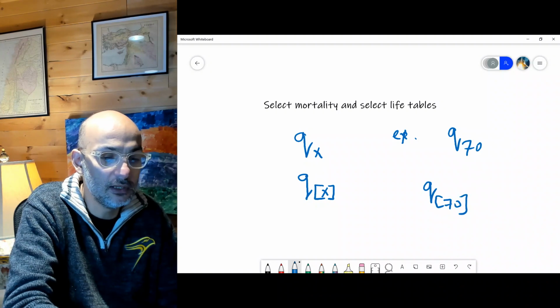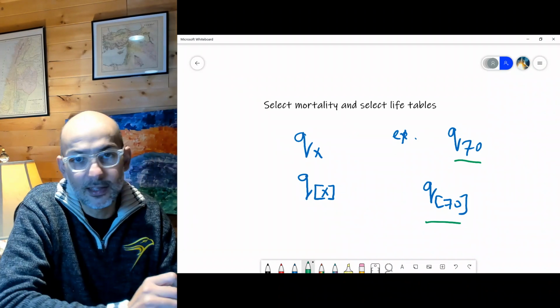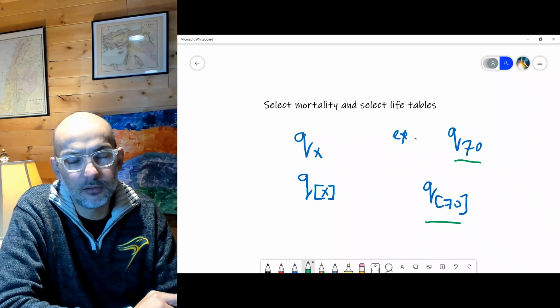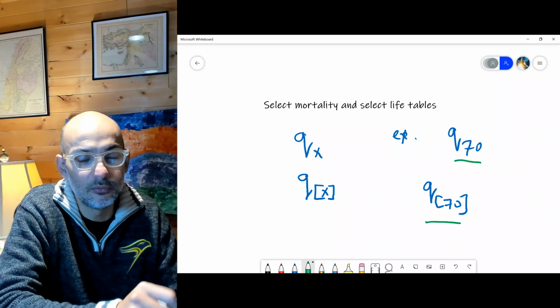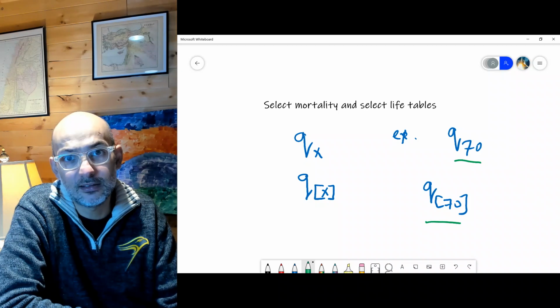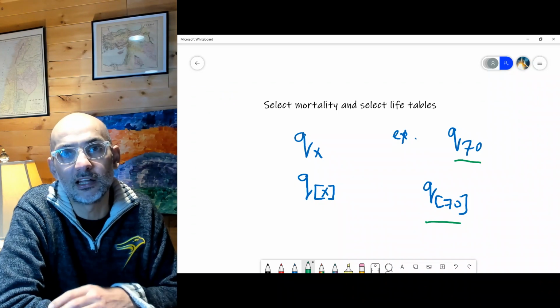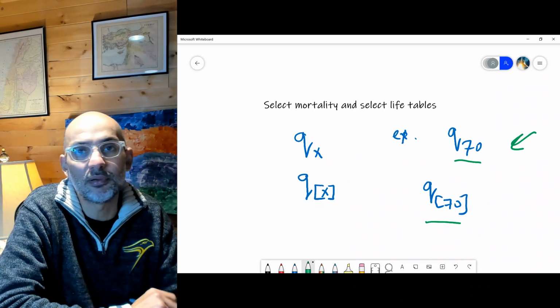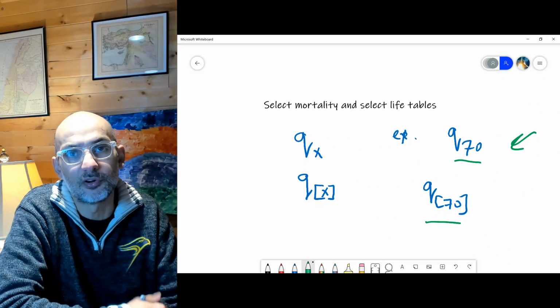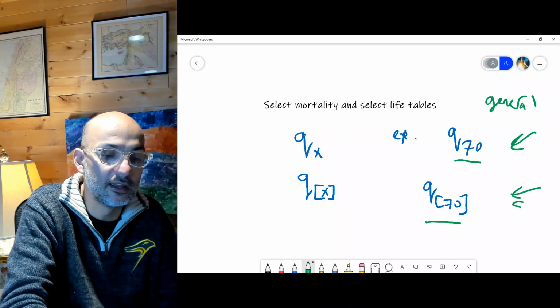The difference between these two: the second one says the same thing, the probability for an individual at age 70 to die within 1 year. But there is additional information with the brackets. The brackets say that the person was selected, or insured, at exactly age 70. The first one doesn't say anything about when the person was issued insurance, or whether they were at all. So this is general population, and this one is select.